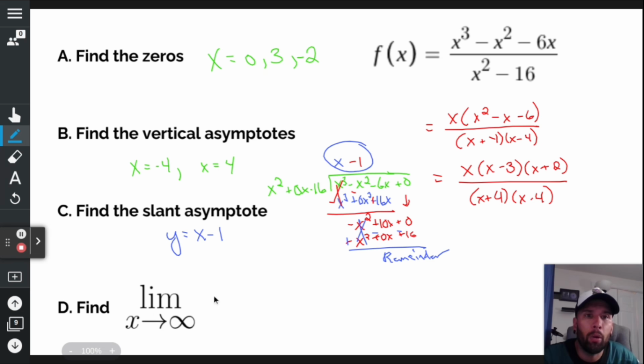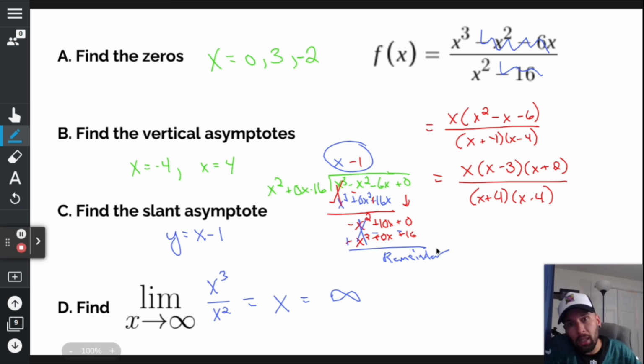Find the limit as x approaches infinity. So I'm going to go back to the original problem. The limit of x cubed over x squared is the same thing as the limit as x approaches infinity of x. What happens when you plug infinity into x? You get infinity. So I'm expecting this picture to basically go up, but I don't even want to draw it.